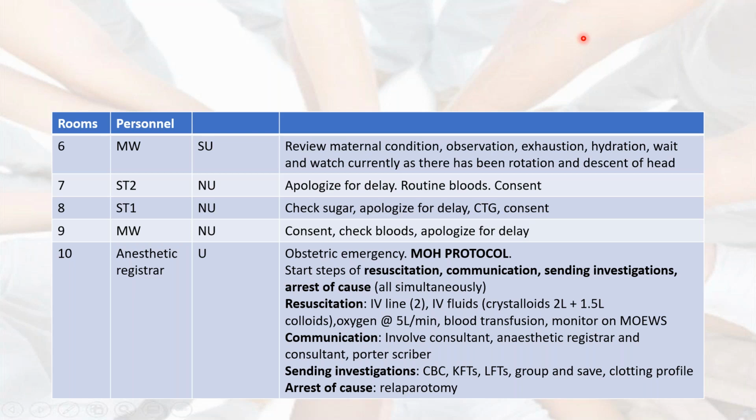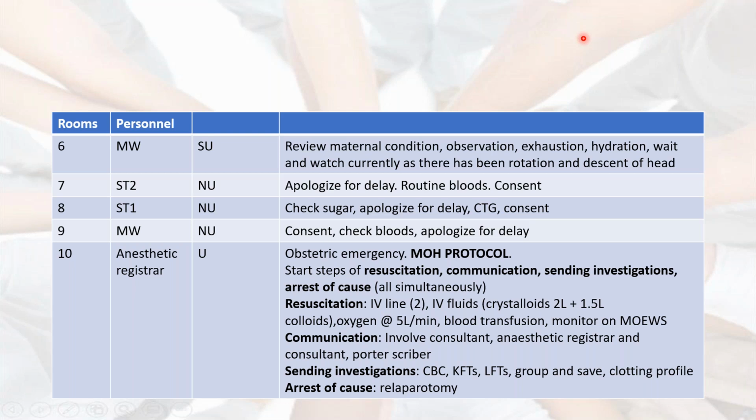And resuscitation: pass 2 wide bore IV cannulae if not already in place. IV fluids, crystalloids, 2 liters, followed by 1.5 liters of colloids, oxygen at 15 liters per minute, lay the patient flat, keep the patient warm, consider blood transfusion, so ask for 4 pints of cross-matched blood and continue monitoring her on a MEOWS chart.